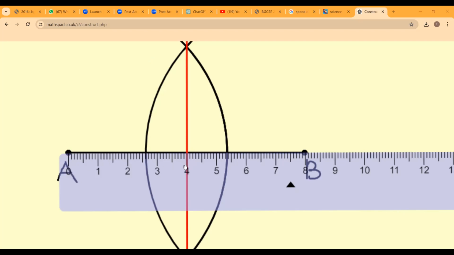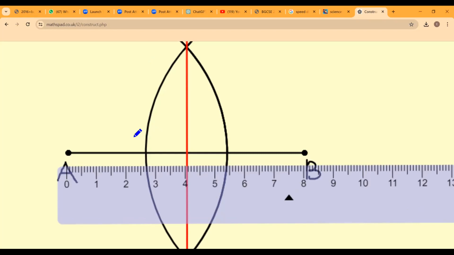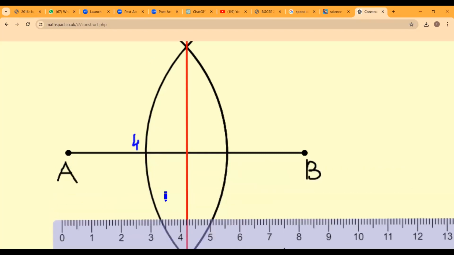From A to the red line, how many centimeters is that? 4 centimeters. So that means that this side should be 4 centimeters, right? And then the other side has to be also what? 4 centimeters, because you cut it in half.